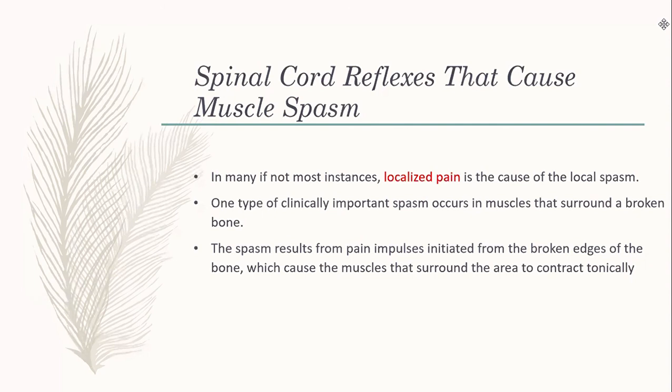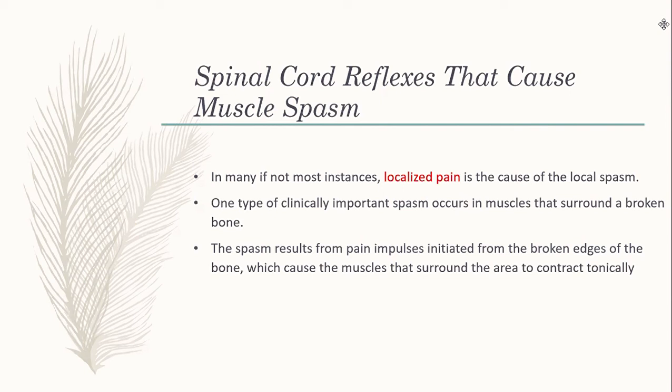Okay. Spasms: if there is a noxious stimulus in a certain muscle, the muscle spindle as well as the Golgi tendon will be stimulated, and then it will send signals through the motor pathway causing contraction of that muscle. So muscle spasm is because of this contraction of the muscles after the sensory receptors have been stimulated. The spasm results from pain impulses initiated from the broken edges of the bone, which cause the muscles surrounding the area to contract tonically.